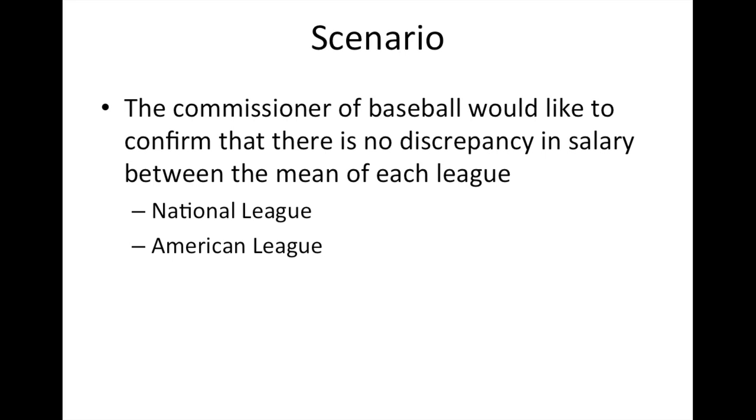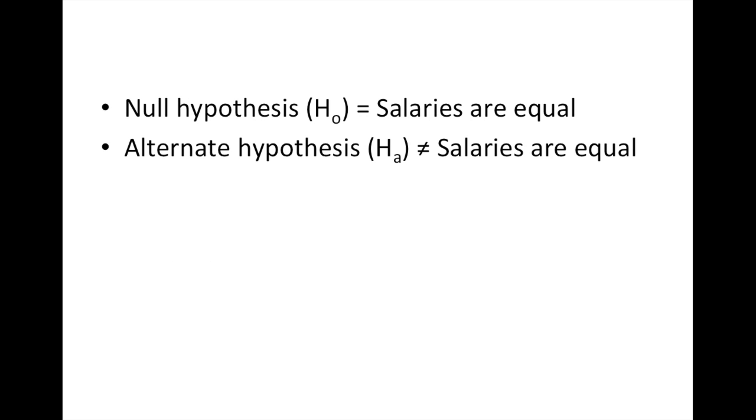The Commissioner of Baseball would like to confirm that there is no discrepancy in salary between the mean of each league, the National League and the American League. In this case, the null hypothesis would be that the salaries of players are equal. The alternate hypothesis would be that the salaries were not equal.